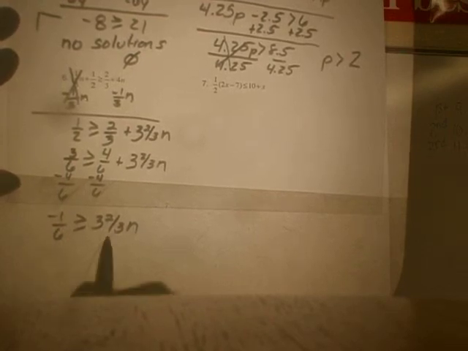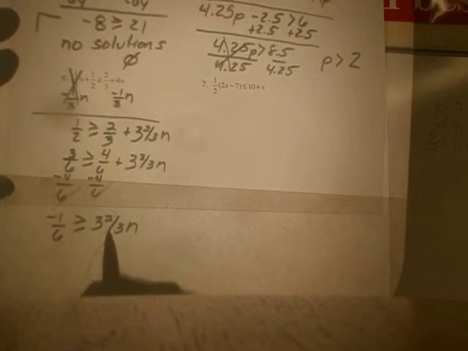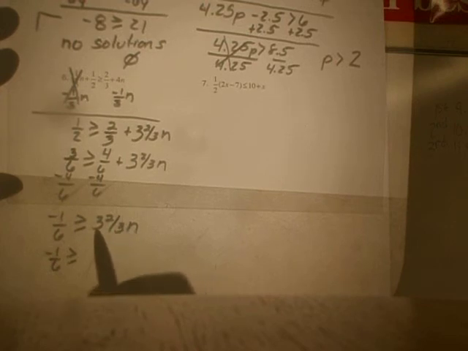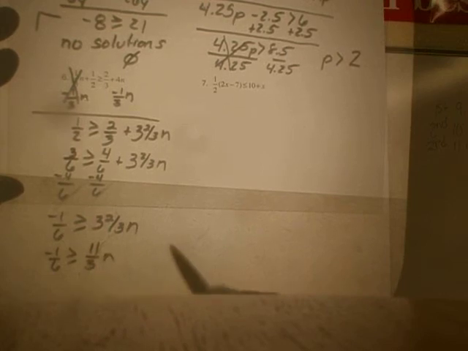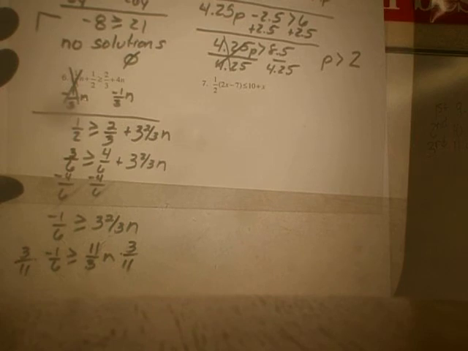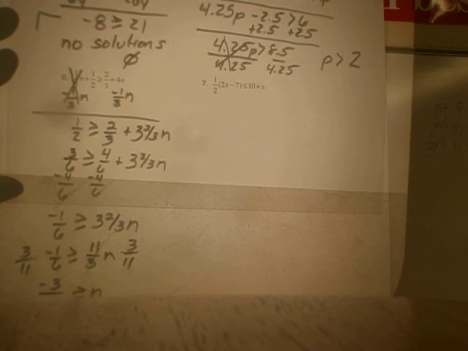If you have a calculator, you could divide by 3 2/3. Since I don't have a calculator, I am going to change that. 3 times 3 is 9, plus 2 is 11/3 n. To get rid of that 11/3, we're going to multiply both sides by 3 over 11. And we will end up with negative 3 over 66 is greater than or equal to n. And negative 3 over 66 reduces to negative 1 over 22 is greater than or equal to n.